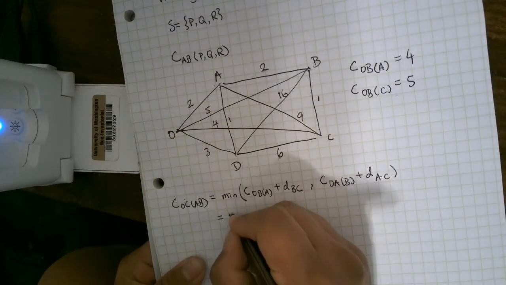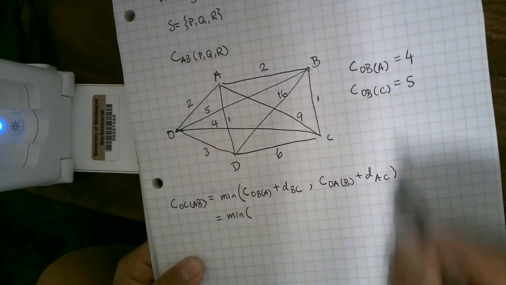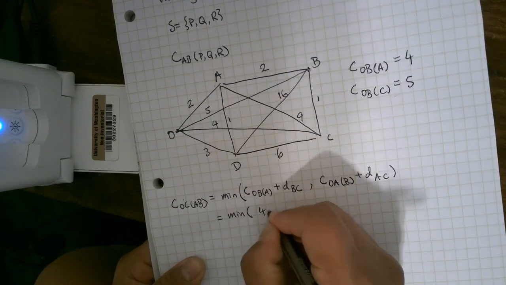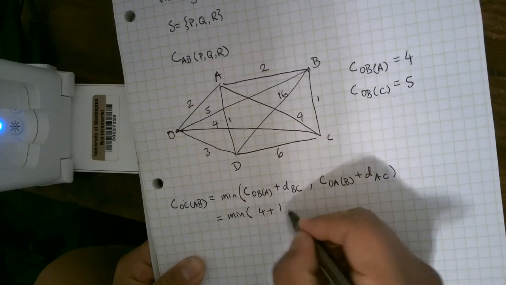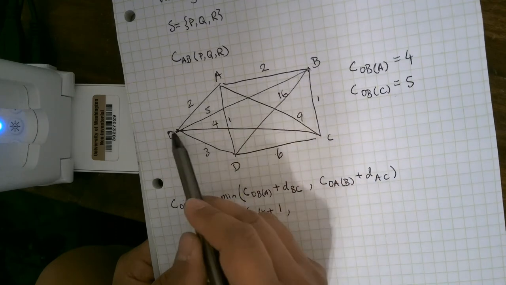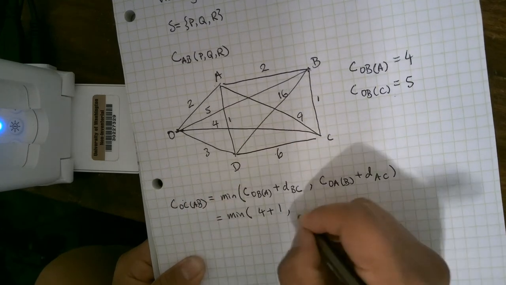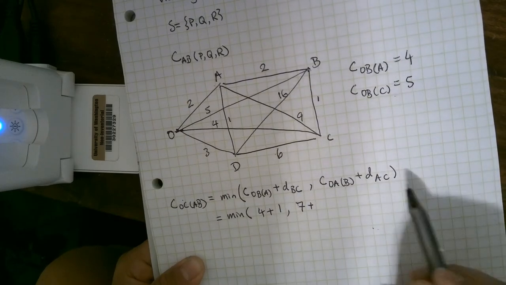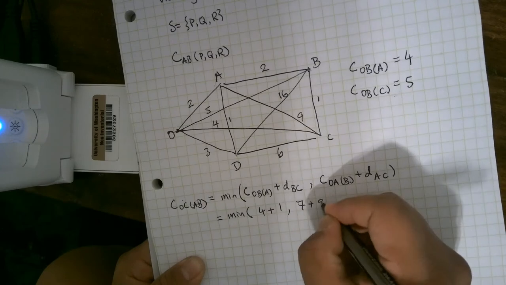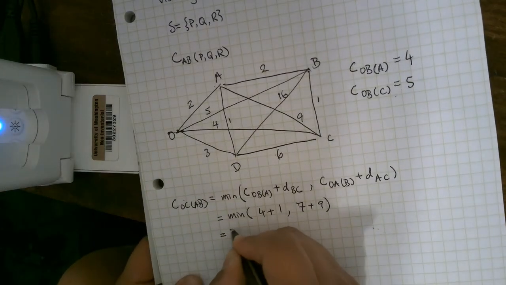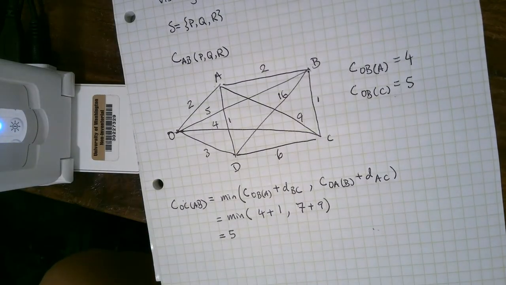Okay, so that's the minimum of, let's see, well, we calculated that. O to B visiting A was 4, plus the distance from B to C is 1. That looks pretty good. Or O to A visiting B, you've got to go along this 5 and this 2. So that would be 7. But that would have been stored. We would have calculated it in this step. Plus the distance from A to C, which is 9. Okay, that looks a lot less good. So then this cost is 5. Now we store this. So we always store all our previous costs.